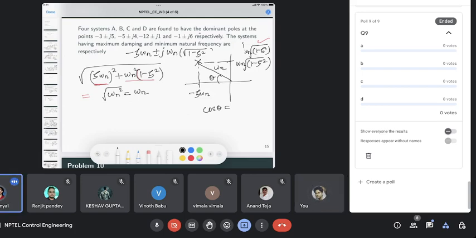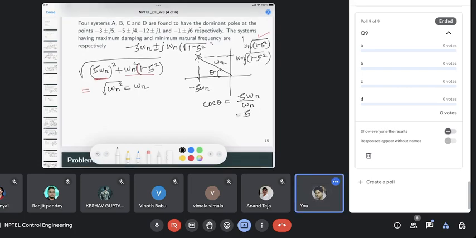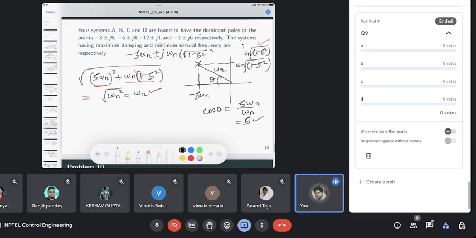Okay, so yeah, zeta, right? So we can find zeta and you can also find omega n, right? So for each system, once these pole values are given, you just compare with this form. This is the pole location, right? What we have drawn here.